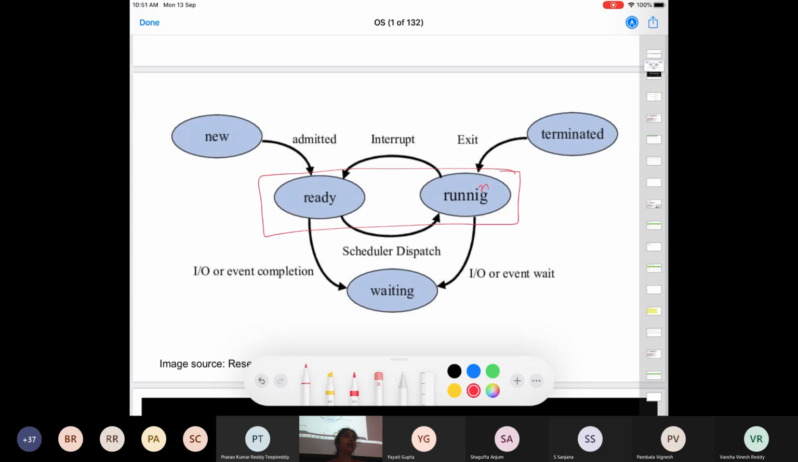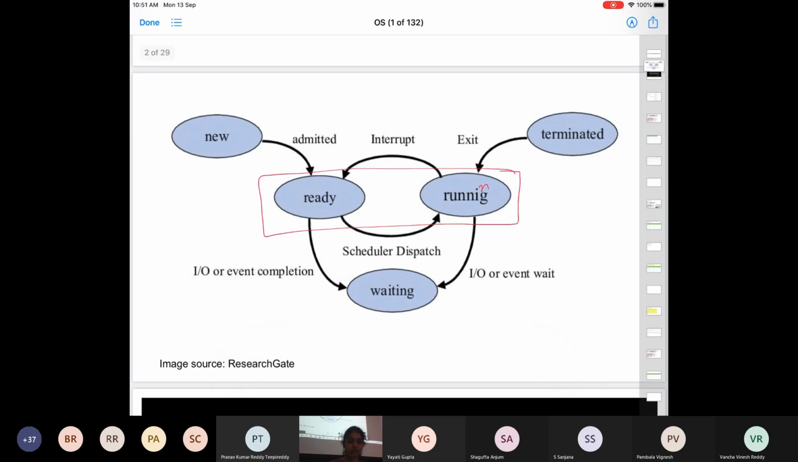How many processes can be in the ready state at a time? As many as possible. And in running, only one. Right? So a process in the running state is the one which is allocated the CPU. And we are going to talk about the scheduler. What's the job of the scheduler? To select any one of the processes from the ready queue. Right? How should it select one?